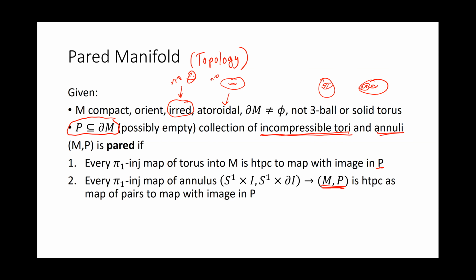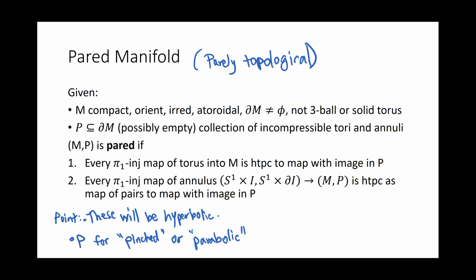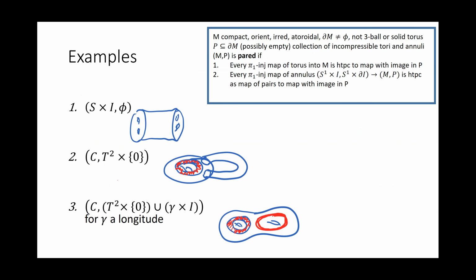All right, so again, we need some examples. But just let me say one more thing. These are going to be the hyperbolic ones, and P here stands for pinched or parabolic. These are going to correspond to the elements that end up being cusped, and that's why they're tori and annuli. Everything that should be a cusp must be contained in one of these P's. So these are the tori and annuli that satisfy these properties.